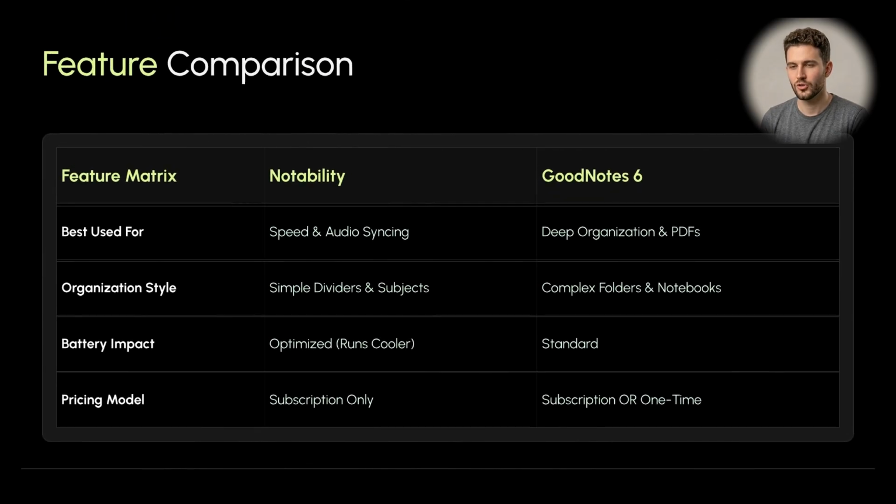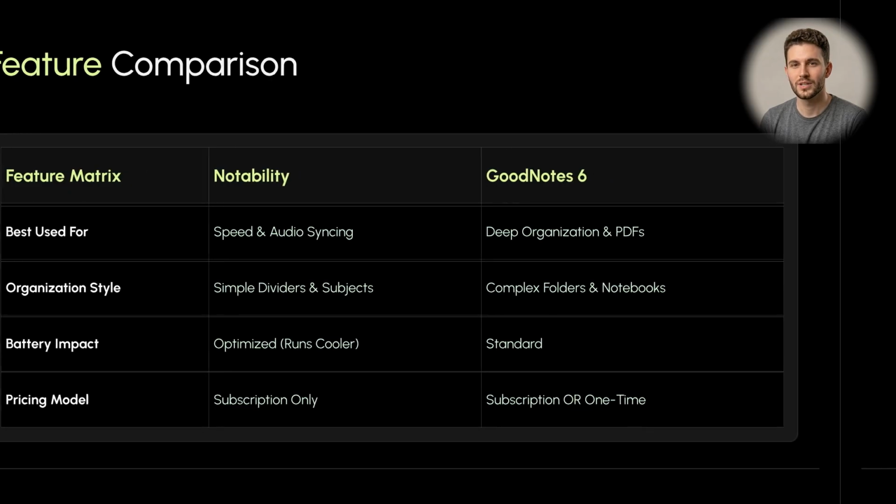So which one should you choose? Go with Notability if you rely on synced audio recordings and want fast battery-friendly performance. Go with GoodNotes 6 if you need deep organization, heavy PDF annotation, and prefer a one-time purchase.